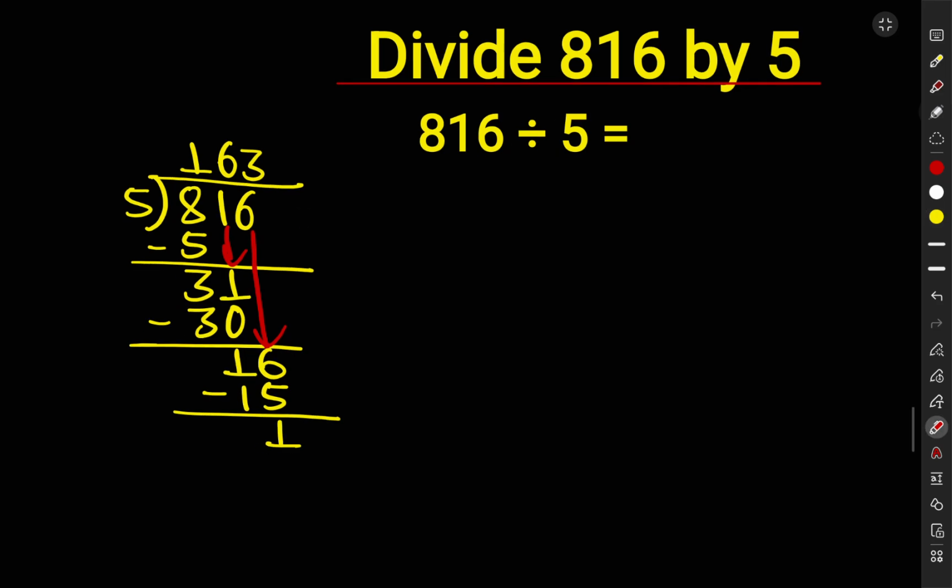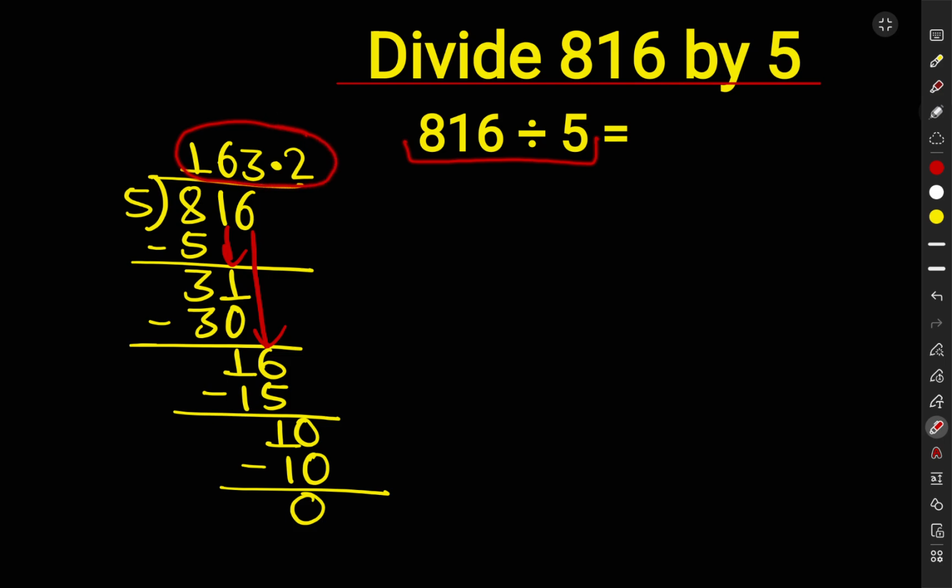So again we have no other number to put down. So we take here a decimal, so that we put 0. So it is 10 and 5 times 2 is 10. On subtracting, we get 0. So 816 divided by 5 is 163 decimal 2.